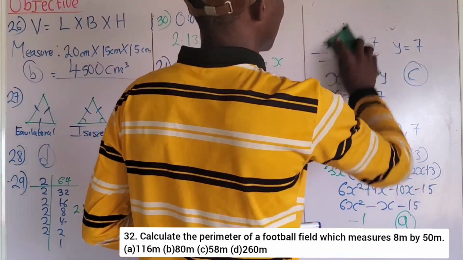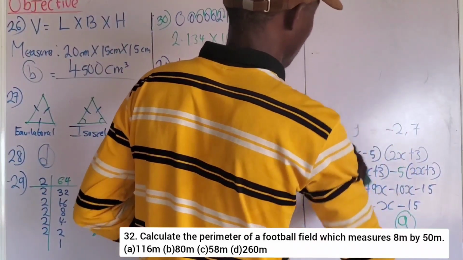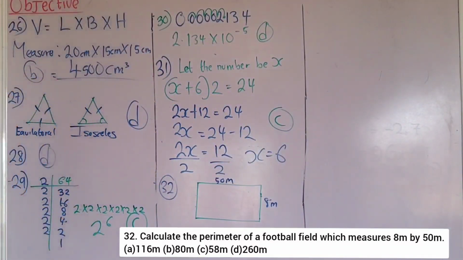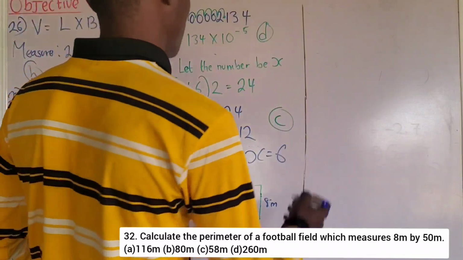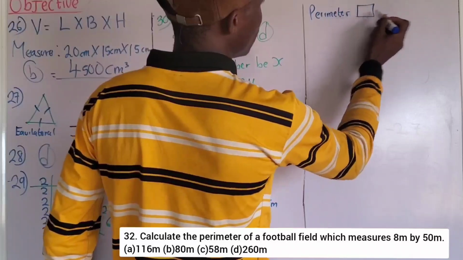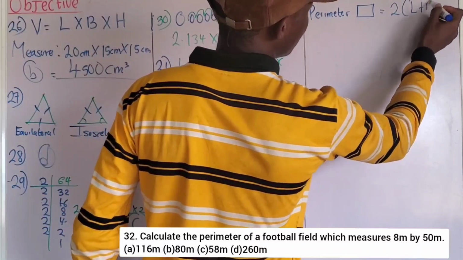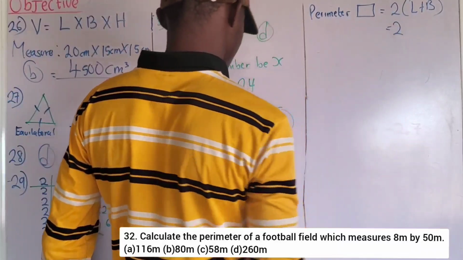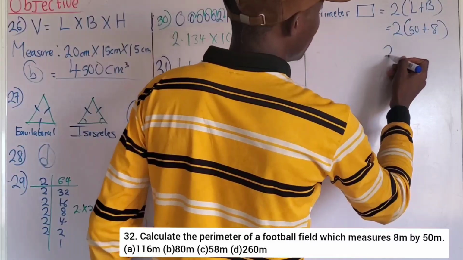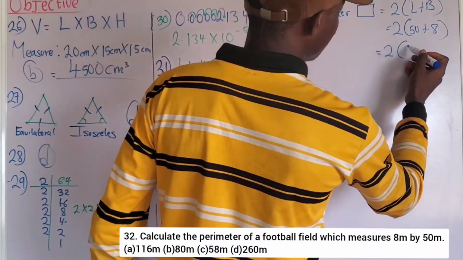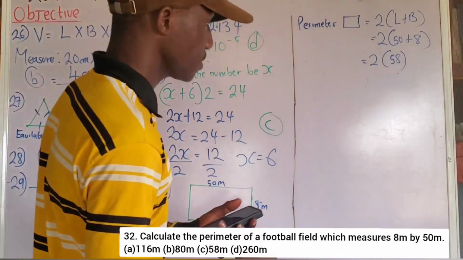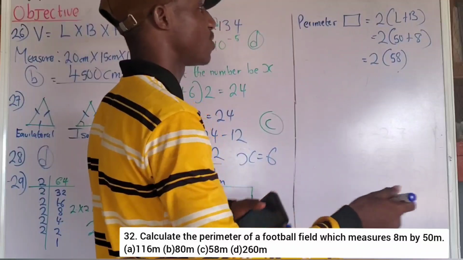Just pay attention. Now, let's get the perimeter of the football field. You know that perimeter of a rectangle is equal to 2 open bracket L plus B. Okay, so the length is 50. So I'm going to have 2 times 50 plus 8. Okay, so here I'm going to have 2 multiplied by 58. 2 multiplied by 58, that is 116.